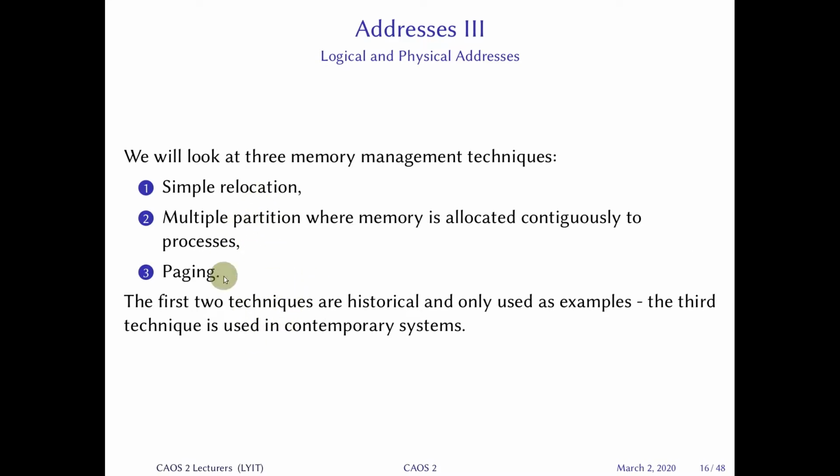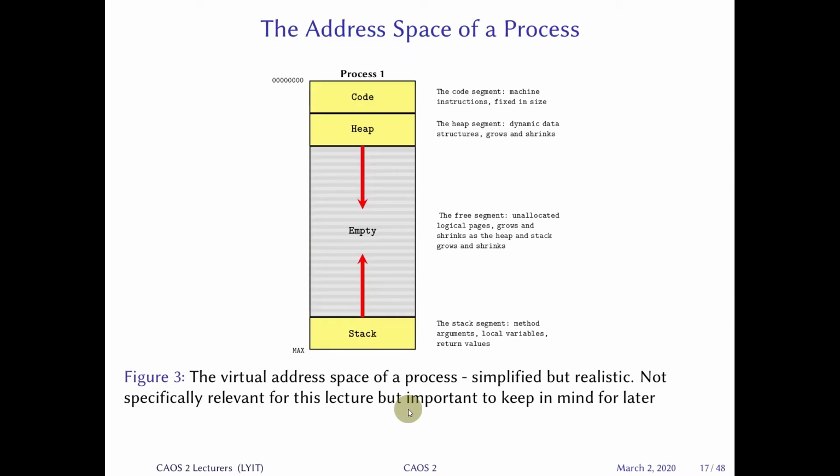So in order to discuss this and get some insight, we're going to look at three schemes. The first is called simple relocation, the second is called multiple partition, and the third is called paging. The first two are ancient and only used as examples. The third technique is used in contemporary systems, and that's realistic. Another thing we'll keep in mind is this diagram here. We won't really discuss it in this particular lecture, but we'll have a lot more to say about it in terms of virtual memory. Virtual memory is an elaboration of the memory mechanisms we're describing just now, and this is the internal structure of a process.